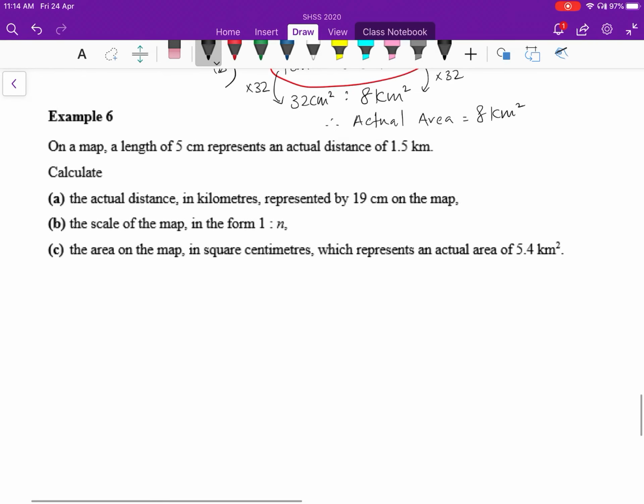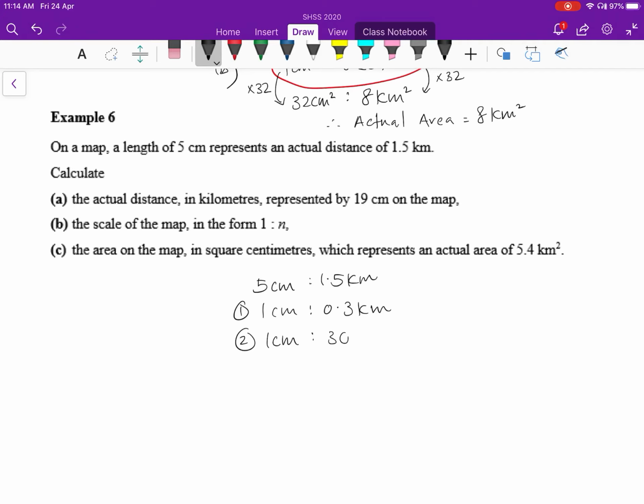Last example. Now on the map, a length of 5 cm represents actual distance of 1.5 kilometers. So I have 5 cm is to 1.5 kilometers. So if I divide by 5, I get 1 cm is to 0.3 kilometers. 1.5 divided by 5 is 0.3. So you see, I got cm to km. So now I want to change it to cm is to meters. So 300 meters. And lastly, I want to change cm is to cm.